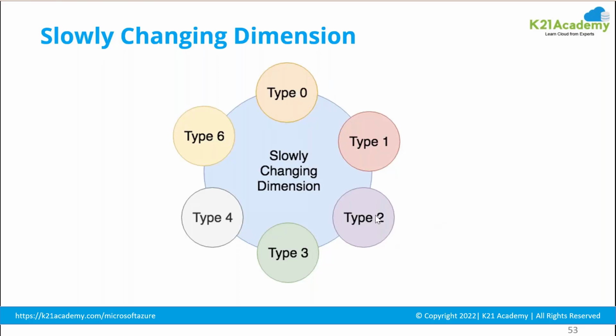Generally, you will end up using type 2 or type 1. These are again the combinations of type 2 and type 1. So if you combine type 2 and type 1, it becomes, I think, type 3 or type 6. I have to check it, obviously.